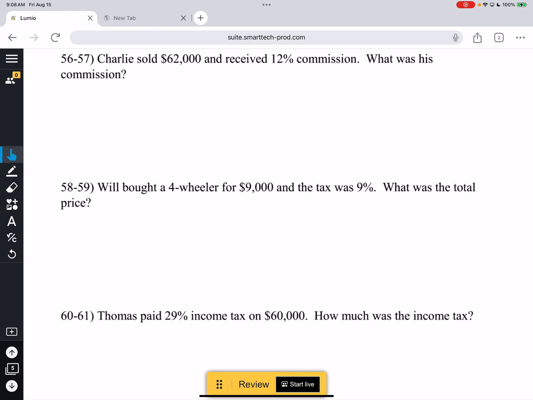So Will bought a four-wheeler for $9,000. Is that a good price, guys? I have no idea. I haven't bought a four-wheeler. And the tax was 9%. How do you write 9% as a decimal?